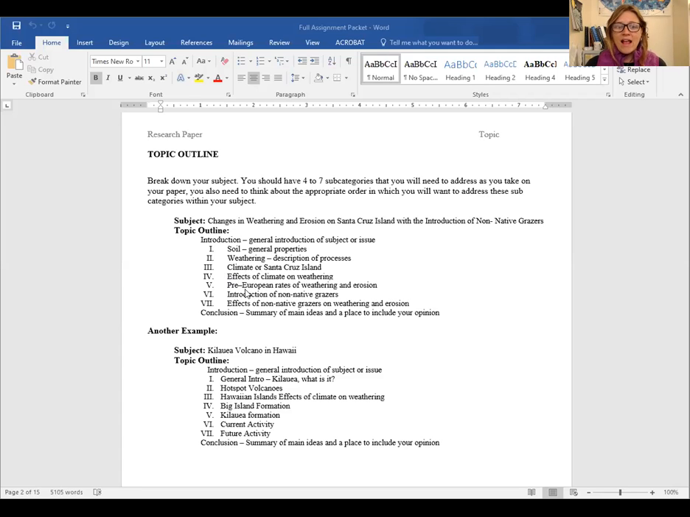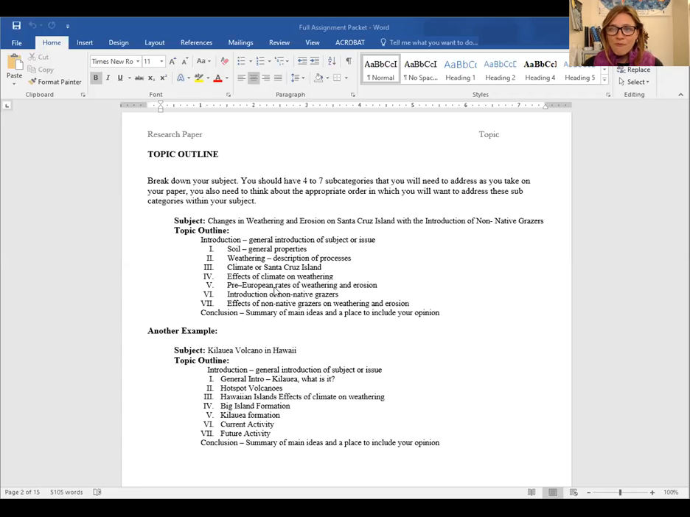where they were. Then, only then, after I have all that background done, am I going to get into really addressing the question of my paper, which is, now that I understand all that background, what actually was the effect of non-native grazers on the erosion? So I'm not really getting to the main point until I've done all this background.